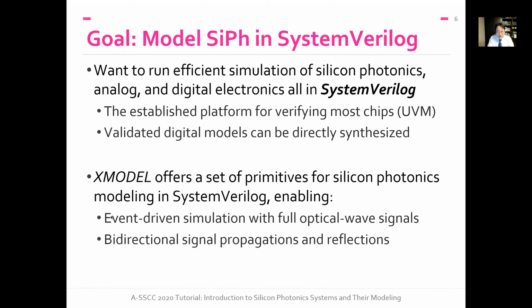So now the question is, how do we deal with analog and photonics? Fortunately, there's a tool called XMODEL, which offers a set of primitives for modeling silicon photonics as well as analog, all in SystemVerilog. And when it comes to photonic simulation, it enables two things. First, it enables event-driven simulation with full optical wave signals. Second, it supports bidirectional signal propagation and reflection. We'll see what these mean in the next few slides.